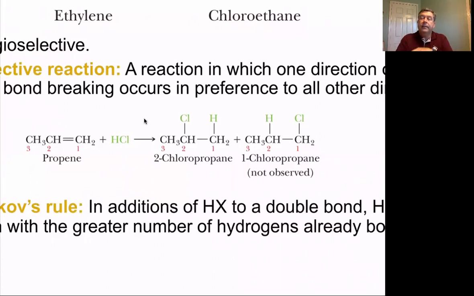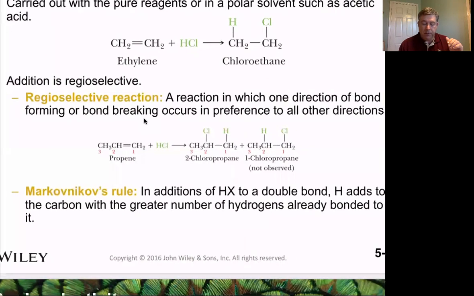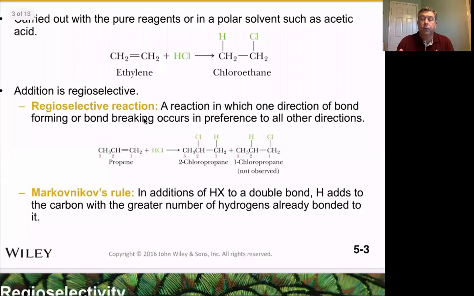The fact that it could statistically be two different things would make it a regio non-selective reaction, meaning it just reacts whenever it can. Here we actually have it specifically react on specific carbons, okay? Now, this observation led to what we call Markovnikov's rule, okay? Markovnikov's rule states that in the addition of an acid halide, or HX, to a double bond, the hydrogen adds to the carbon with the greater number of hydrogens already bonded to it. By the end of this video, we're going to know exactly why it does that, okay?